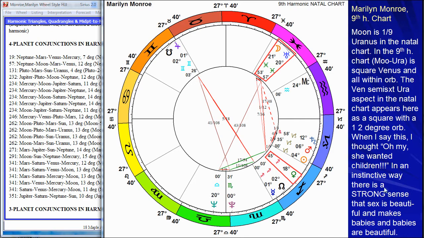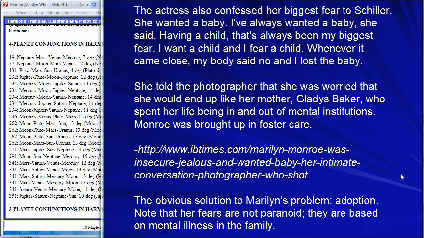So the feeling here, when you get Moon, Venus, Uranus tied up in ninth harmonic, there's a strong sense that sex is beautiful and makes babies, and babies are beautiful. That's the whole feeling of this. And because of the pain she experiences in sexuality and the worry about what the children would be like, she's in a very complicated, frustrating situation.